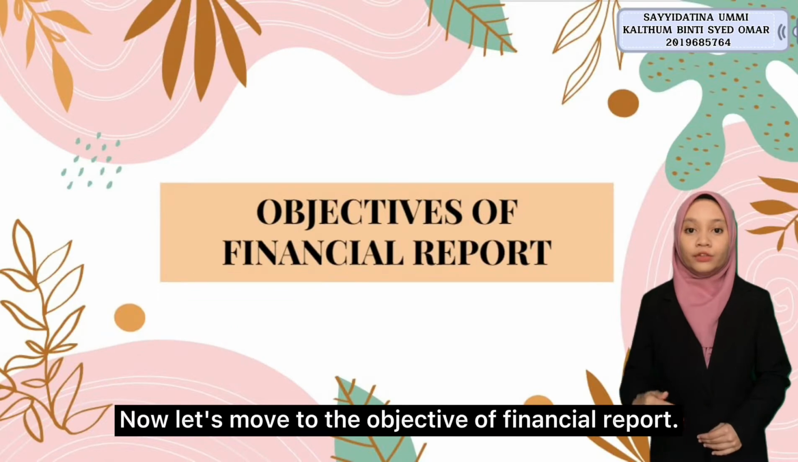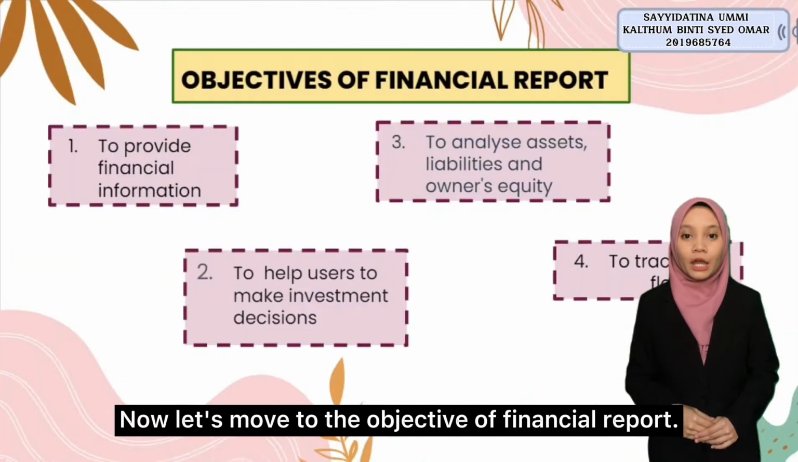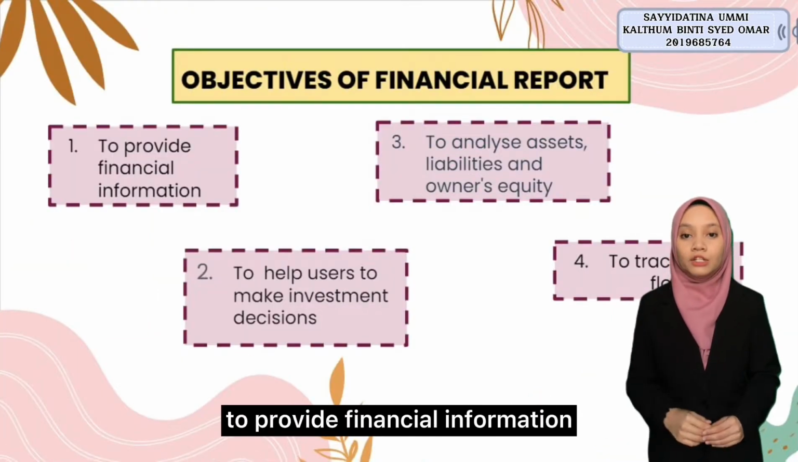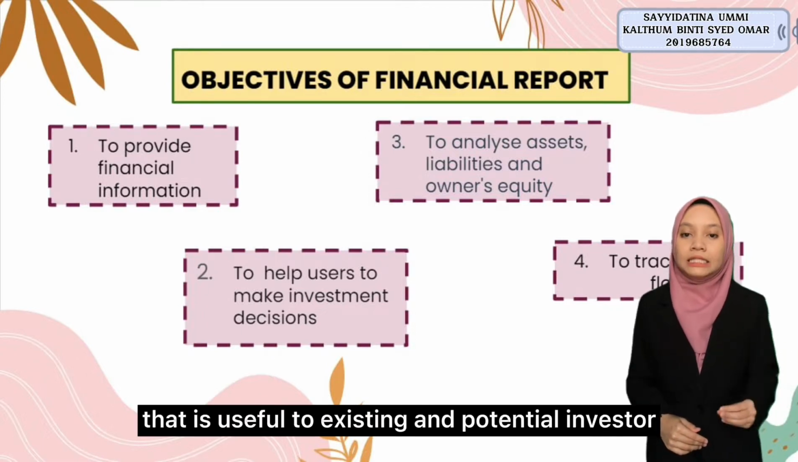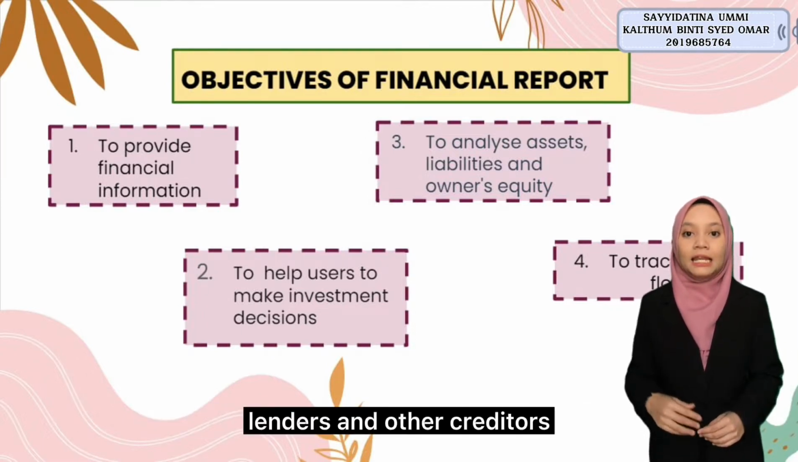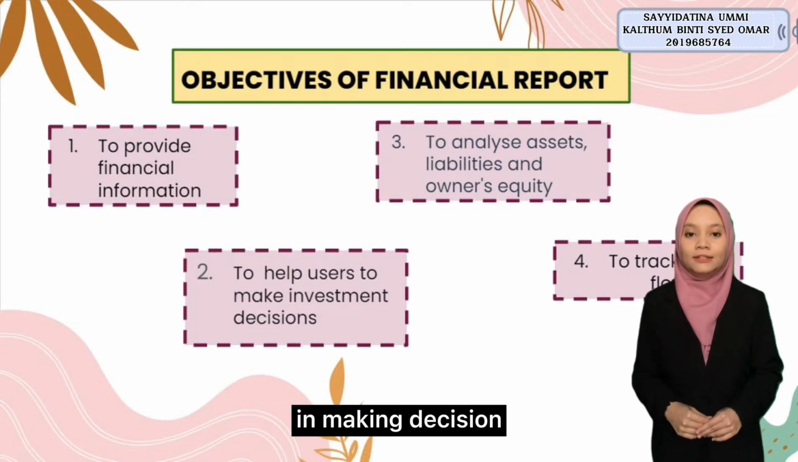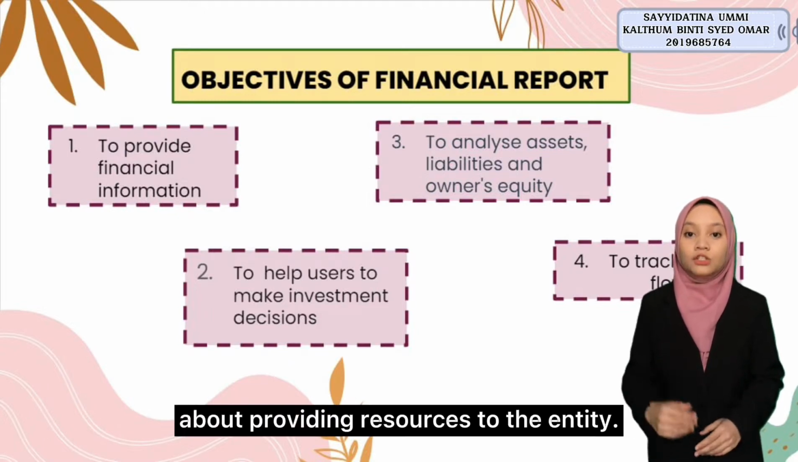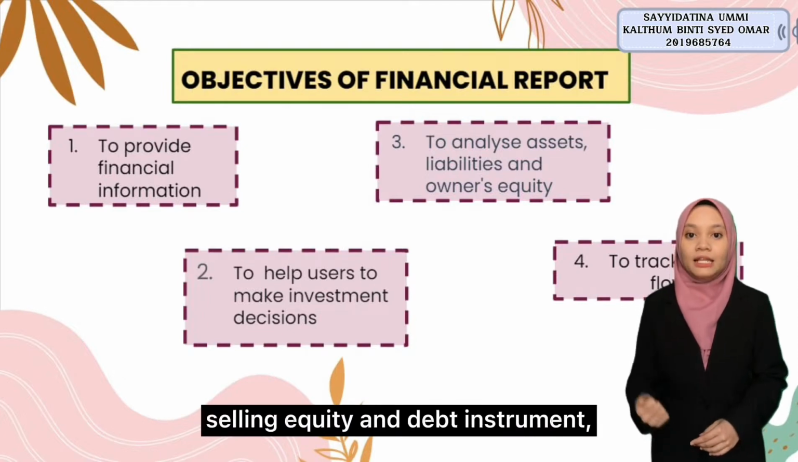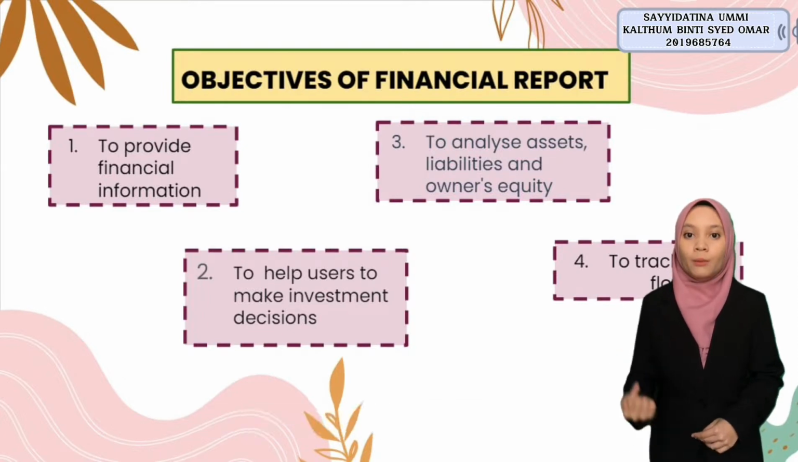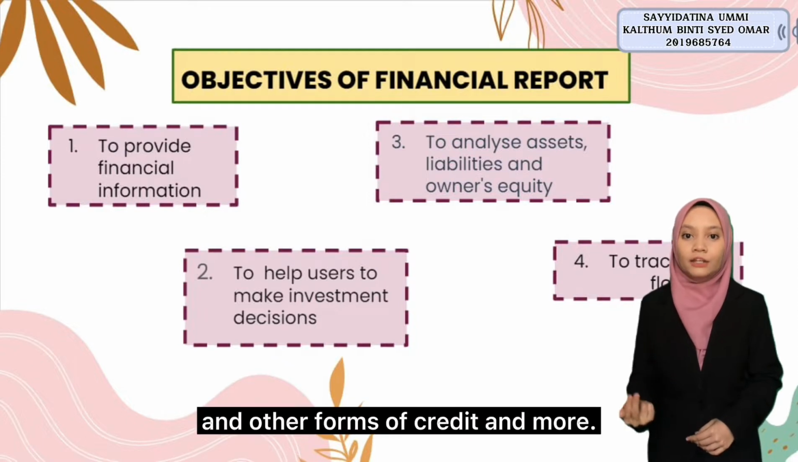Now, let's move to the objective of financial report. First and foremost, to provide financial information about the reporting entity that is useful to existing and potential investors, lenders, and other creditors in making decisions about providing resources to the entity. Those decisions involve decisions about buying, selling equity and debt instruments, providing or settling loans and other forms of credit, and more.